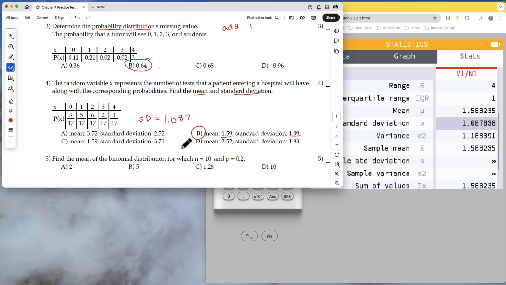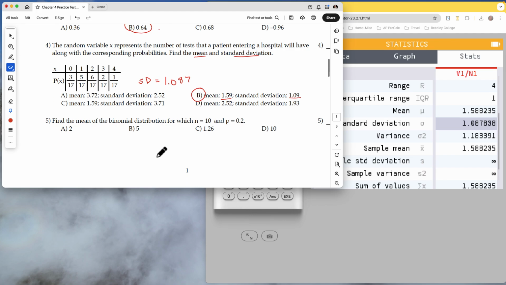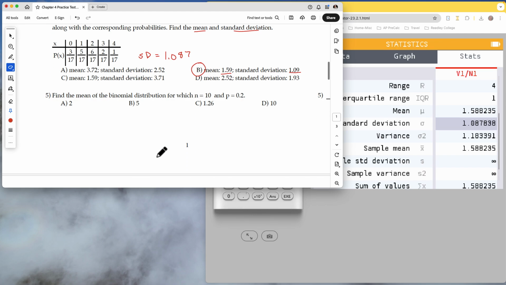Very good. For 5, find the mean of a binomial distribution for which n equals 10 and p equals 0.2. You have to remember that for a binomial, there is a formula that the mean is equal to just n times p. In this case, n is 10, p is 0.2. So we just multiply those. Multiply by 10, it moves the decimal back 1. So this is going to be 2.